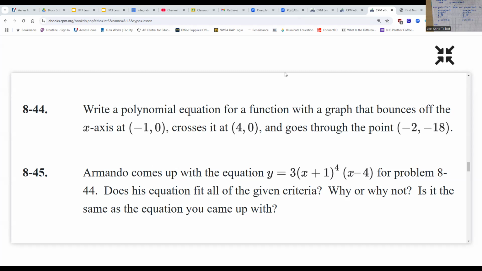What'd you guys get for A? You don't know? Do you need help, Steve? Does anybody need help? Yes? Okay. All right. So write the polynomial equation for a function in the graph that bounces off the x-axis at -1. Okay. So that means it's a double. So you're going to write x plus 1 squared. And then crosses it, it's just a single. So x minus 4.